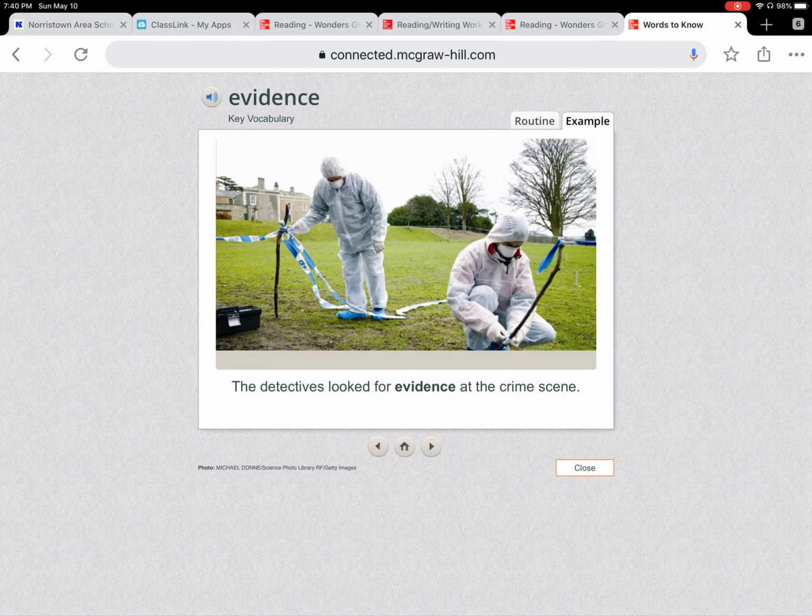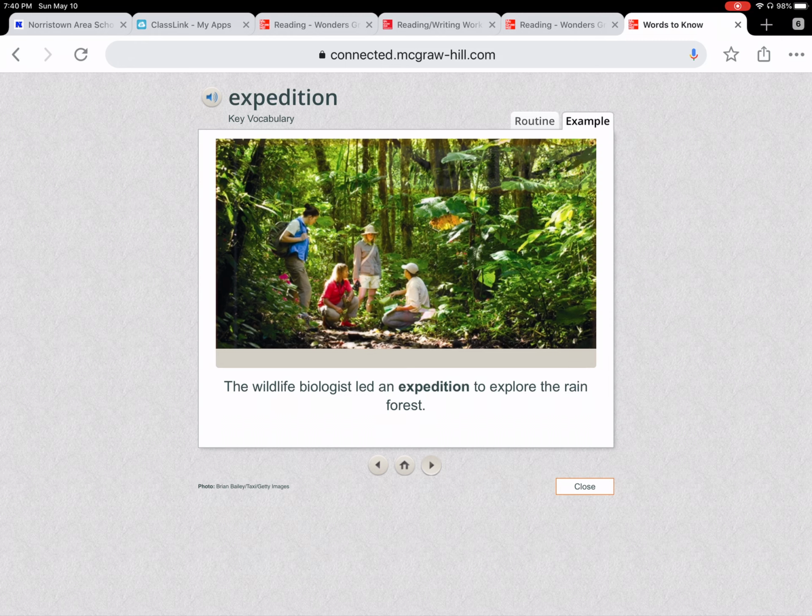Okay, our next word, we're going to move on. Expedition. The wildlife biologist led an expedition to explore the rainforest. What would that context clue be there? The wildlife biologist led an expedition to explore the rainforest. I don't know. If I'm going on an expedition, I'm going to explore. So what does that mean?